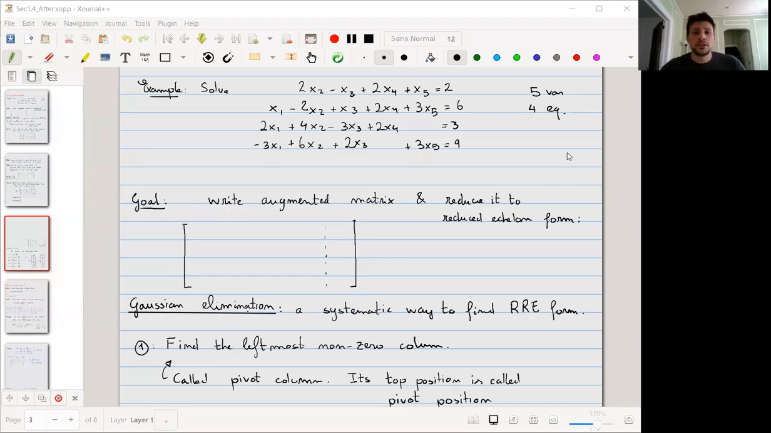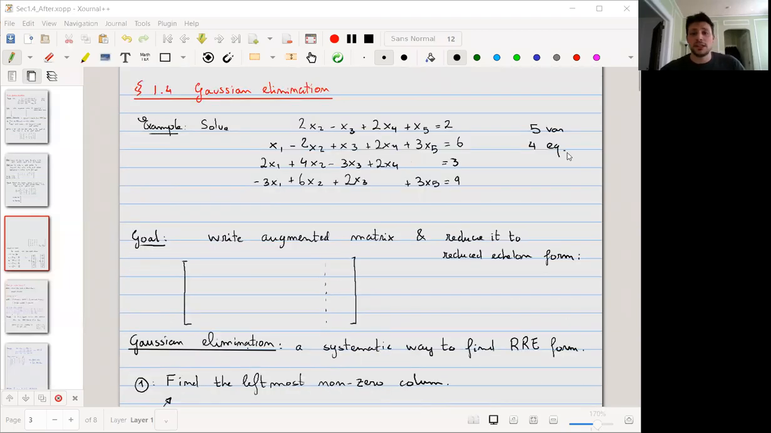Hello everyone. Today's video is about Gaussian elimination. Gaussian elimination is a procedure to systematically find the reduced row echelon form of a matrix in order to solve a linear system of equations. We'll explore what Gaussian elimination is with the help of this example up here.